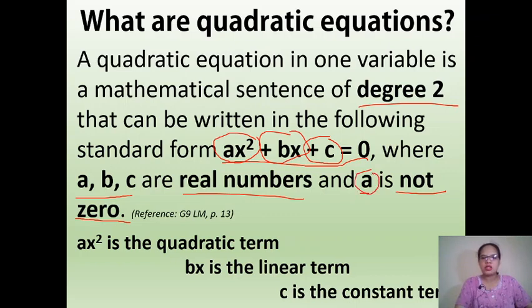Why is it that a should not be 0? Kasi kapag naging 0 si a dito, 0 times x squared, magiging 0 na yung buong term. So, pag naging 0 si ax squared, ang matitira na lang is bx plus c equals 0, which is not a quadratic equation anymore. Ang tawag na sa kanya ay linear equation. So, kaya hindi pwedeng maging 0 si a dahil ang equation natin ay magiging linear. But it's possible that b and c could be 0.